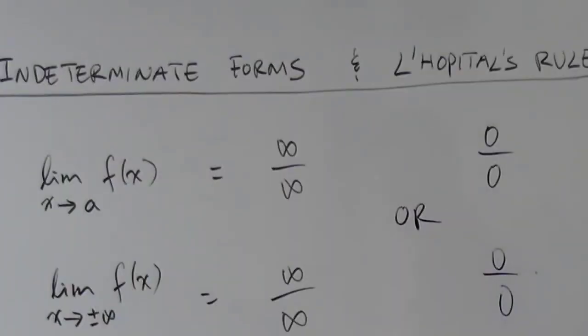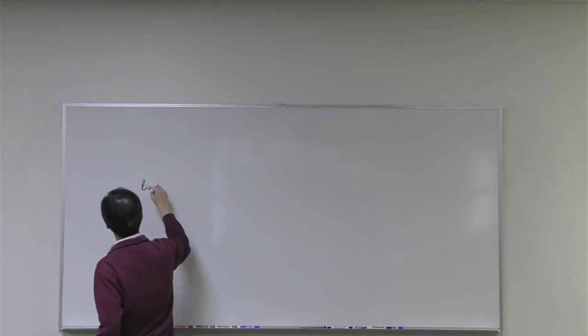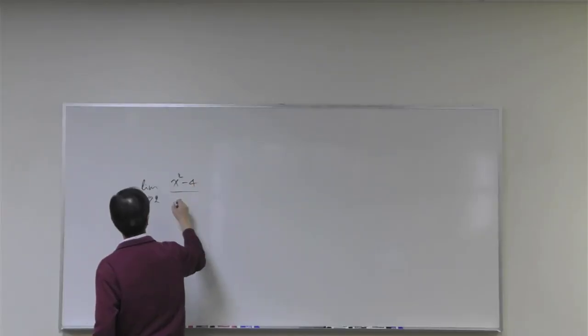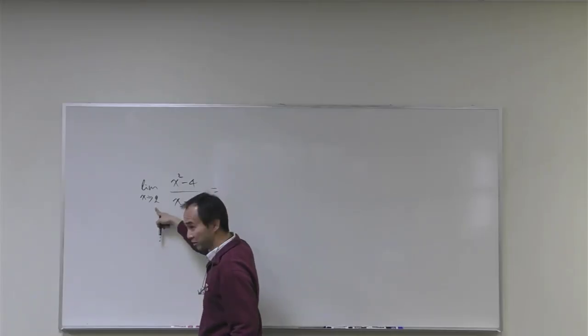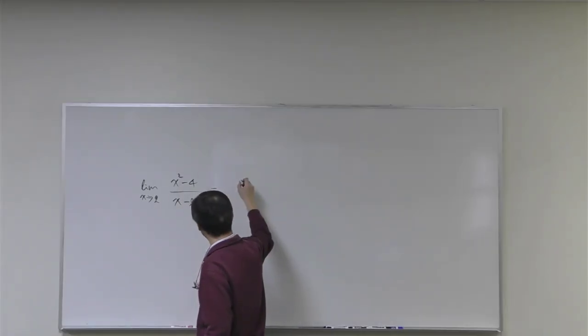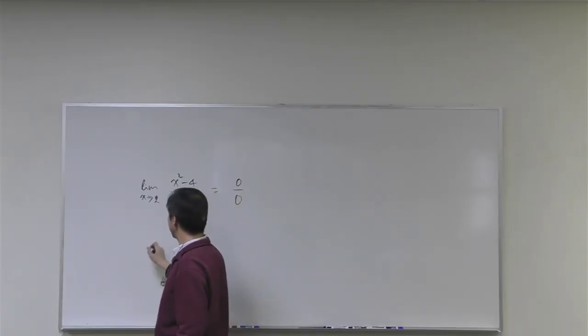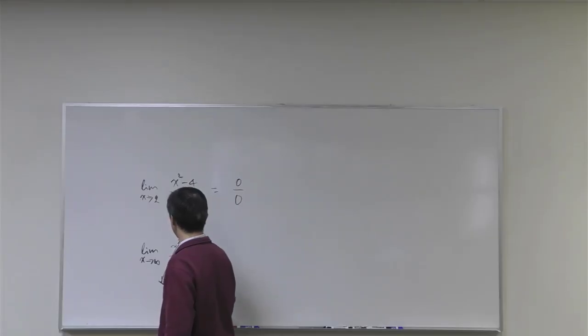And it's not completely brand new for us. We've seen problems like this before. Let's say you take the limit as x goes to 2 of x squared minus 4 over x minus 2. If you follow the basic limit laws, you go immediately into 0 over 0. Or something like the limit as x goes to infinity of x squared minus 5 over x squared plus 4x plus 3.